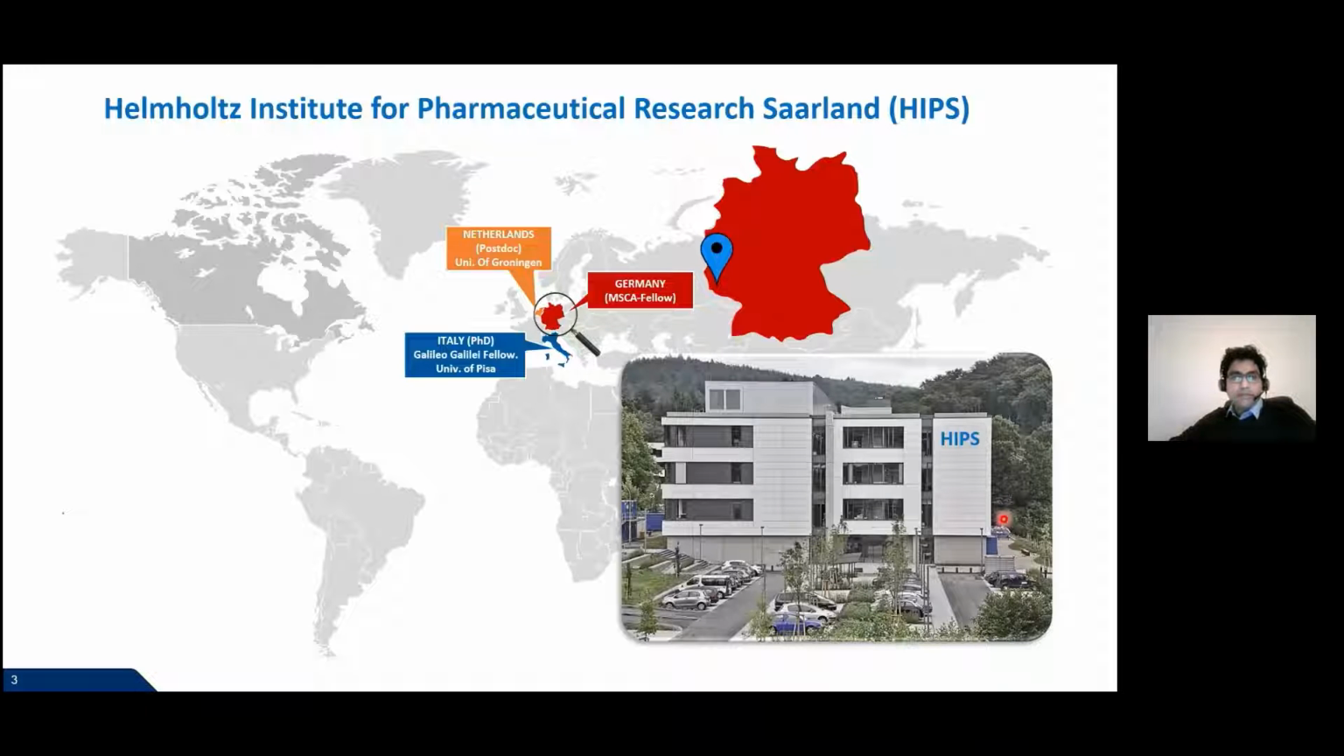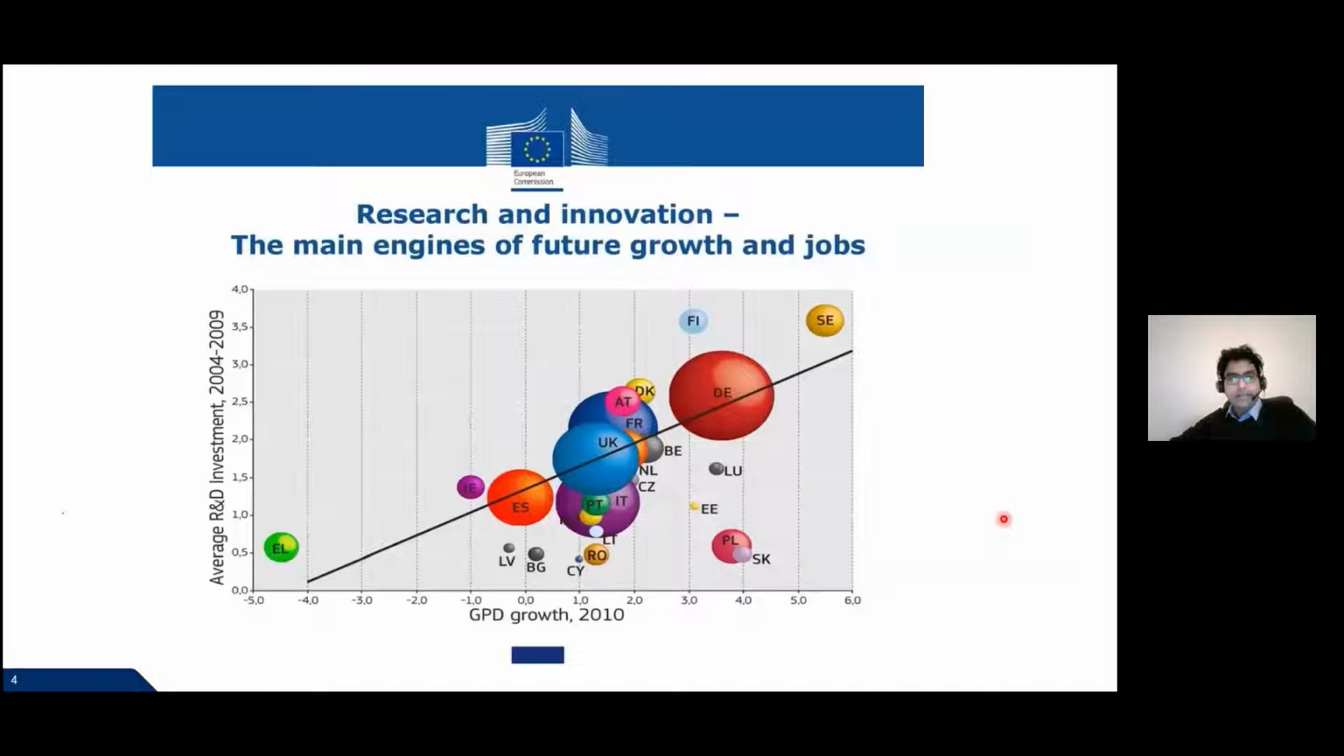So before going to the science, I would like to show how the European Union funds research. If you look at these balls, they are like the countries. So D is Germany, this is UK, this is Italy. This shows the average research and development investment from 2004 to 2009 and the GDP growth. As you can see, the higher the R&D investment, the better their GDP growth. This is one of the things: most advanced countries tend to invest more and more money in research and development, and this reflects in their GDP growth.